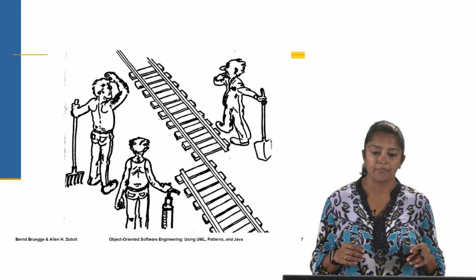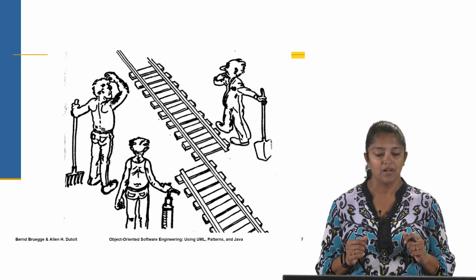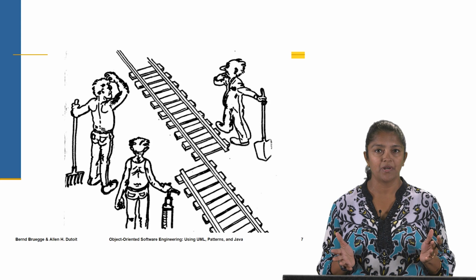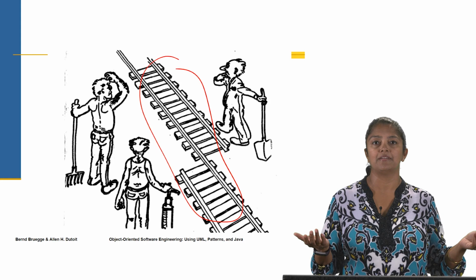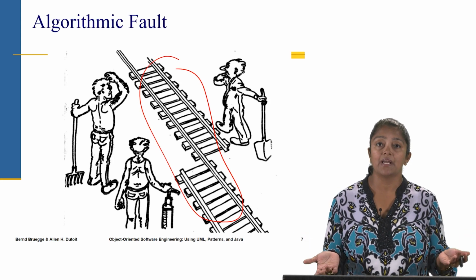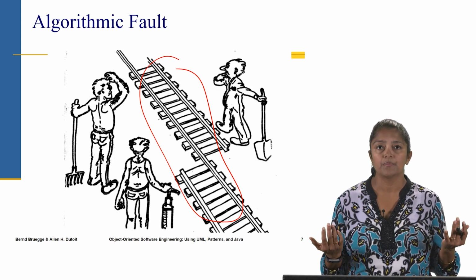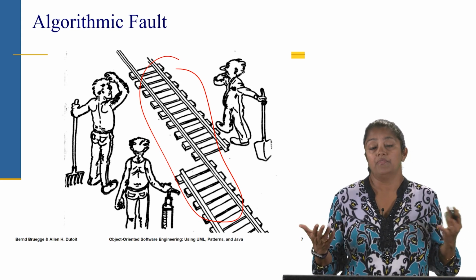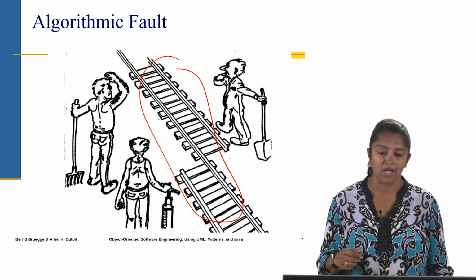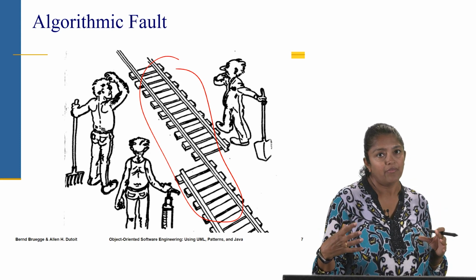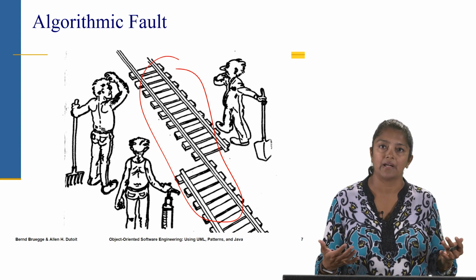Now what do you see here? So basically what we see is a few workers trying to put the track together, and due to some reason they've put it together in this manner. So this is an algorithmic fault. It's like our coding errors or errors in a program, which could lead to errors and failures later on. So this is an example of an algorithmic fault where, while the tracks are being constructed, it's being constructed or put together incorrectly.